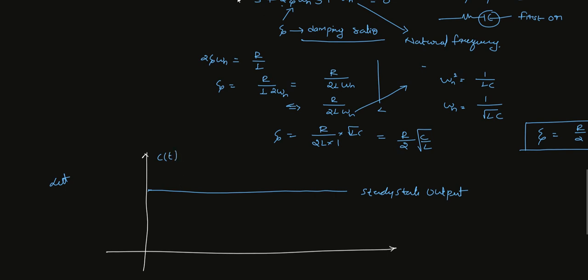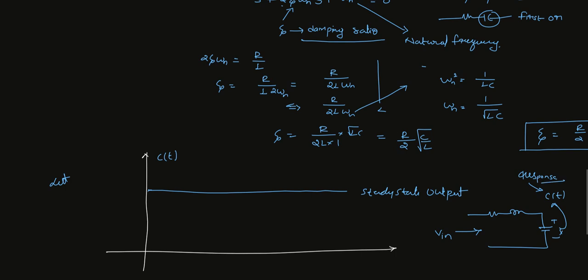So I have given some input to that system, or to the network. Our network is an RLC network. For this network I have given some input. Because of this input I am getting some output. I am calling it C of t, my response.